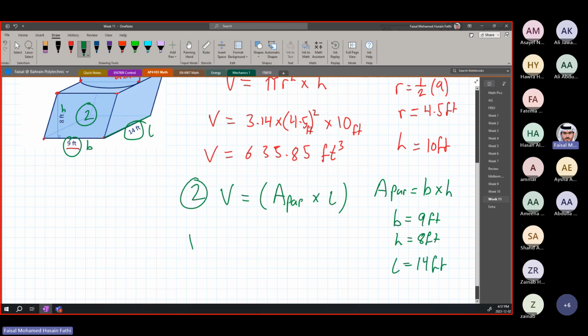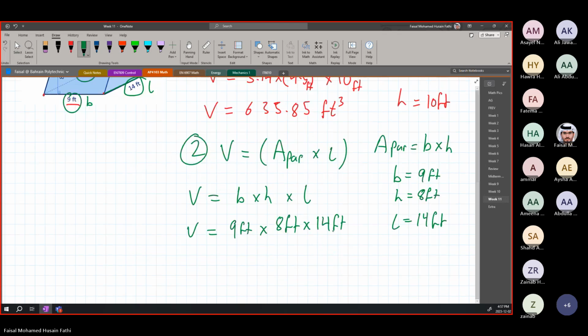Now we just plug all of this into the equation. So what is the area of a parallelogram? Base times height times the extended length. So volume is equal to, what's the base? 9 feet times 8 feet times 14 feet. Volume is equal to 9 times 8 times 14. That is 1008 feet cubed.